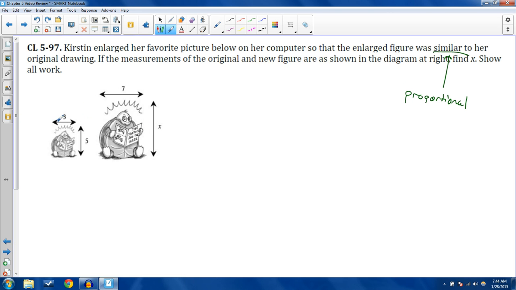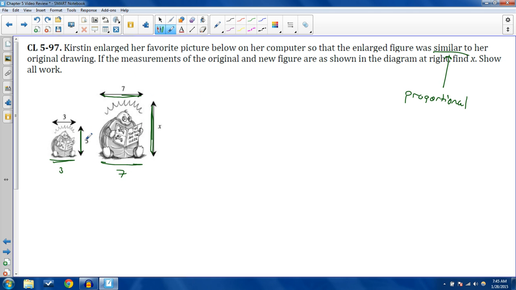So we have these proportions here. It says if the measurements of the original and new figure are as shown in the diagram at right, find x. So pretend like this 3 here happens to be the width of this, I guess it's a turtle. The width of this turtle right here. So that's 3. Maybe call that the base. And maybe the turtle's 5 feet tall. And then she enlarged the picture so that the base now is 7 feet and the height is now x feet. We need to figure out what that height is. That's all we're trying to do.